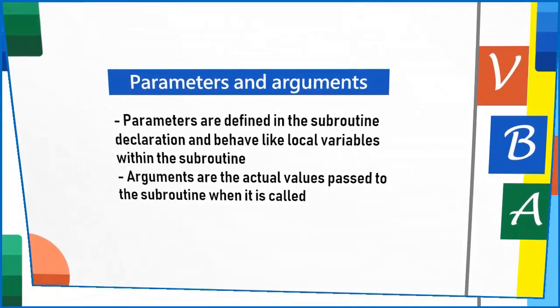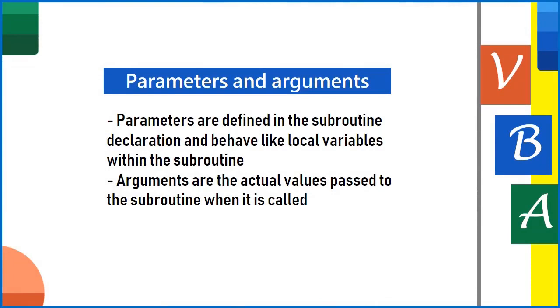Section 3. Parameters. In this section, we explore the concepts of parameters and arguments in the context of VBA macros. A parameter is essentially a placeholder used in the subroutine definition. It represents the data that the subroutine anticipates receiving when it is called. Parameters are defined in the subroutine declaration and behave like local variables within the subroutine. Conversely, an argument is the actual value that is passed to the subroutine when it is called. Arguments are supplied in the macro call and correspond to the parameters defined in the subroutine.